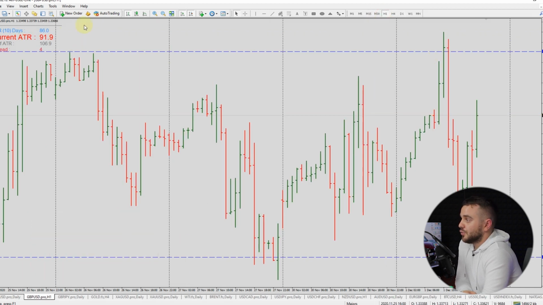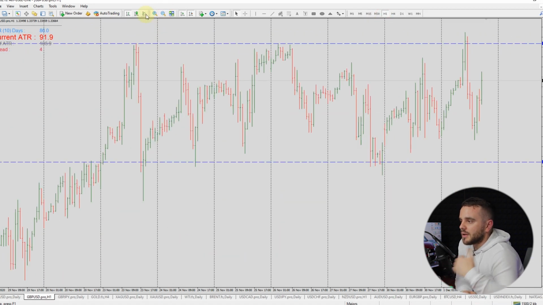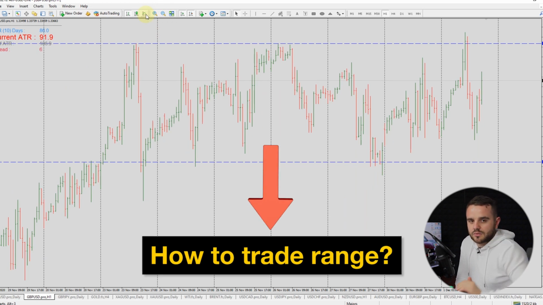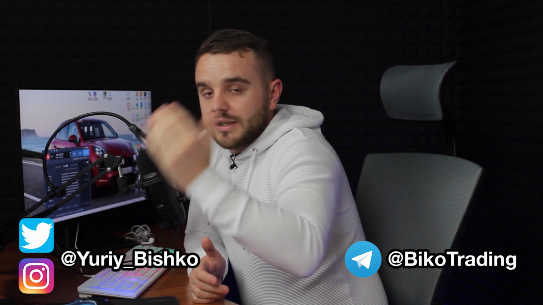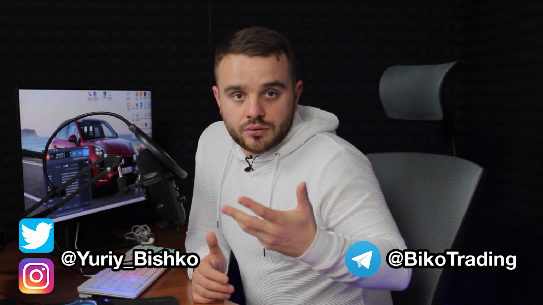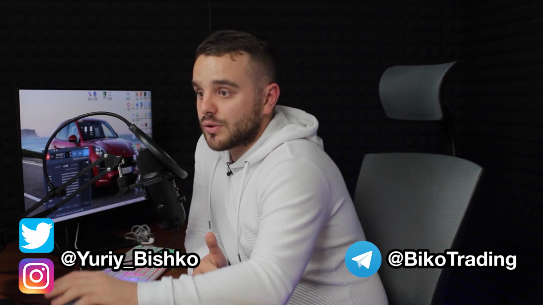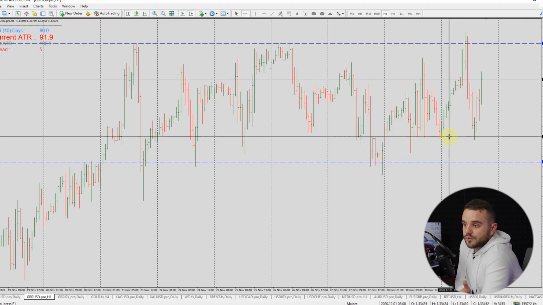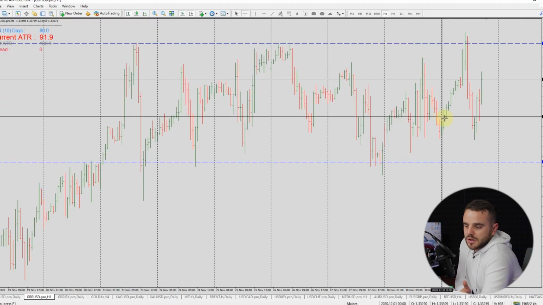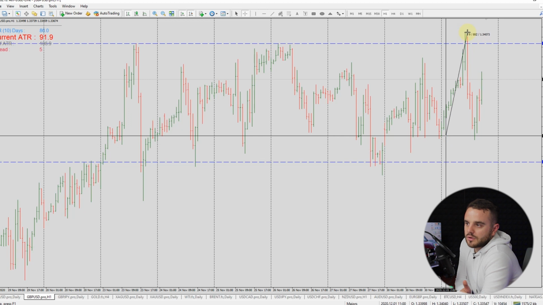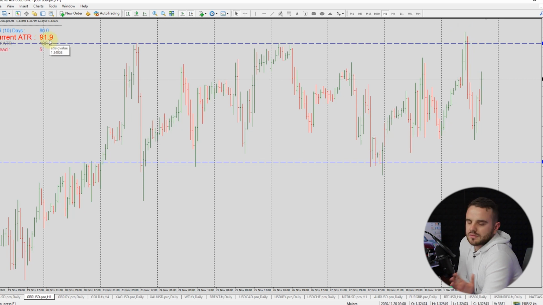Why? Because the full ATR is already broken. Maybe your idea is to trade the breakout of the range. By the way, what is a range? There also will be a lesson on how to trade a range, I'll put it below. The idea to trade a range breakout is good, but the price already moved from the midnight opening to the high, as you can see, 92 pips.